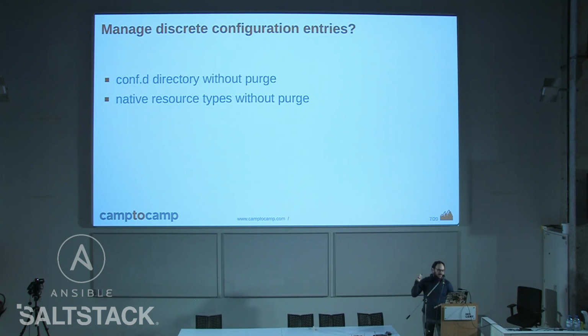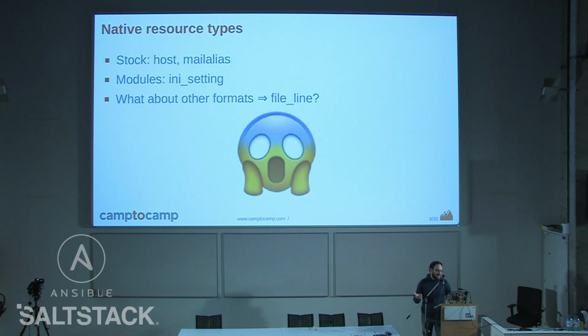But if you want to manage discrete configuration entries, so not the whole configuration, you can use a conf.d directory or native resource types, which will edit the configuration as you see fit. And when it comes to these resource types, there are native resource types that exist in Puppet and in other tools in a similar way, like host, mailalias that will edit the files, etc. There are modules such as inifile_setting. And in all other situations, a lot of people just resort to using file_line, which is kind of edit if no such line in CFEngine, which is kind of horrible.